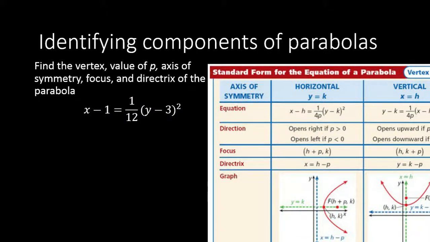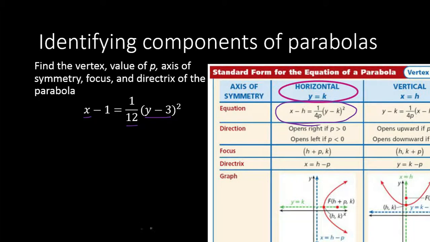Let's do this one more time. So I've got my equation. I'm going to find the vertex, p, axis of symmetry, focus, and directrix. Okay, so it's as easy as reading this chart. First, are we horizontal or vertical? Notice I start with an x minus construction. On the other side, I've got a fraction with a y minus term. That seems to match horizontal perfectly. Okay?